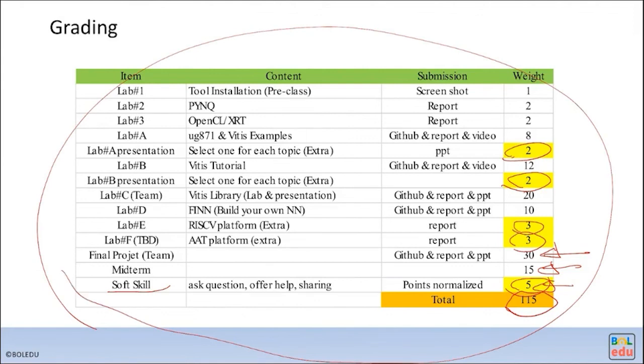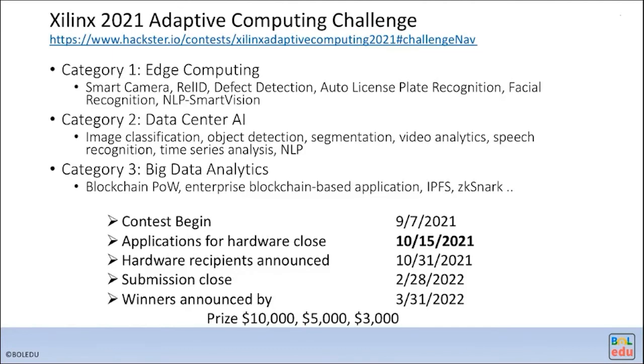Okay, at the end, I'd like to introduce the Xilinx Adaptive Computing Challenge. The Xilinx PM sent me this invitation. He asked me to invite my students to attend the competition. The offer is quite generous. The first prize is 10,000 US dollars.